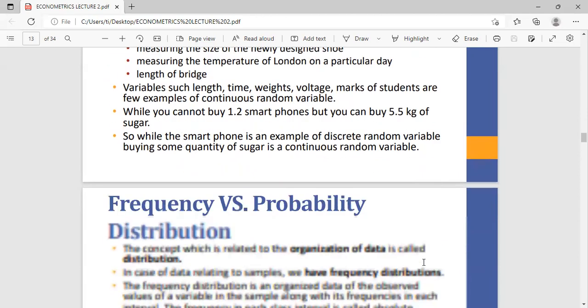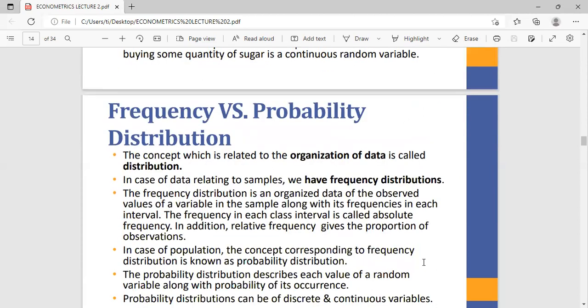Now, before discussing theoretical probability distribution, let us find the difference between frequency distribution and probability distribution. The concept related to the organization of data is called distribution. In case of data relating to samples, we have frequency distribution. The frequency distribution is organized data of the observed values of a variable in the sample along with its frequencies in each interval. The frequency in each class interval is called absolute frequency. In addition, relative frequency gives the proportion of observations.